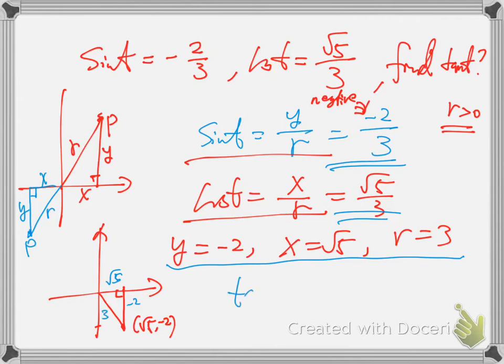So what's tangent t? Tangent t will be opposite over adjacent. Opposite is negative 2, adjacent is radical 5. So this is the angle t.